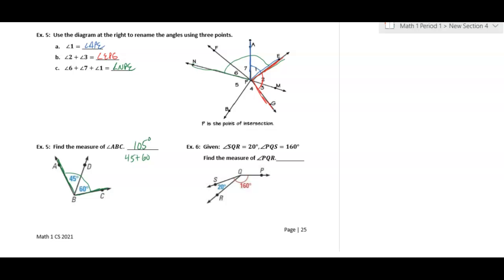Now the next one, they're telling you this small angle is 20 and that big angle, they're telling you this whole angle is 160. We're basically saying 20 plus what would equal 160 degrees? Well, basically what I would do is go ahead and subtract 20 from 160 to get 140 degrees.